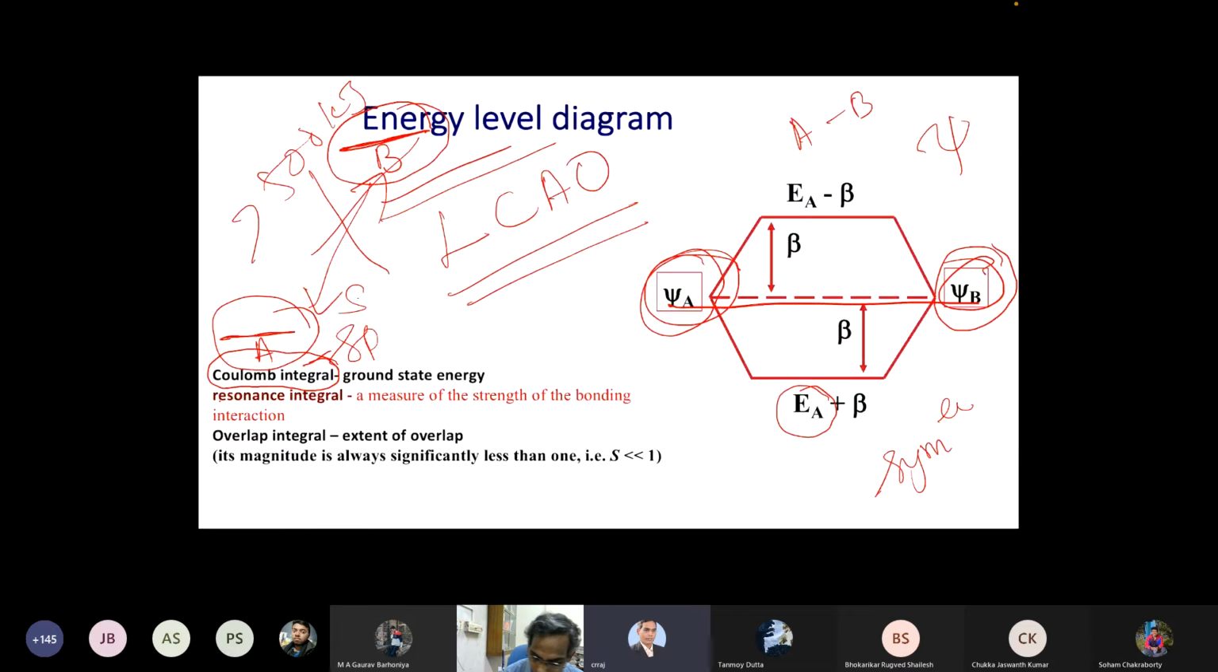Another one is the resonance integral, the beta, which is the measure of the strength of the bonding interaction. The third one is the overlap integral, the extent of overlap. I will show the extent of overlap maybe in the coming slides, either today or the next class. So number one is the ground state energy of that particular atom and molecule, then the resonance integral, which gives the bonding strength, and to what extent they overlap is decided by the overlap integral.